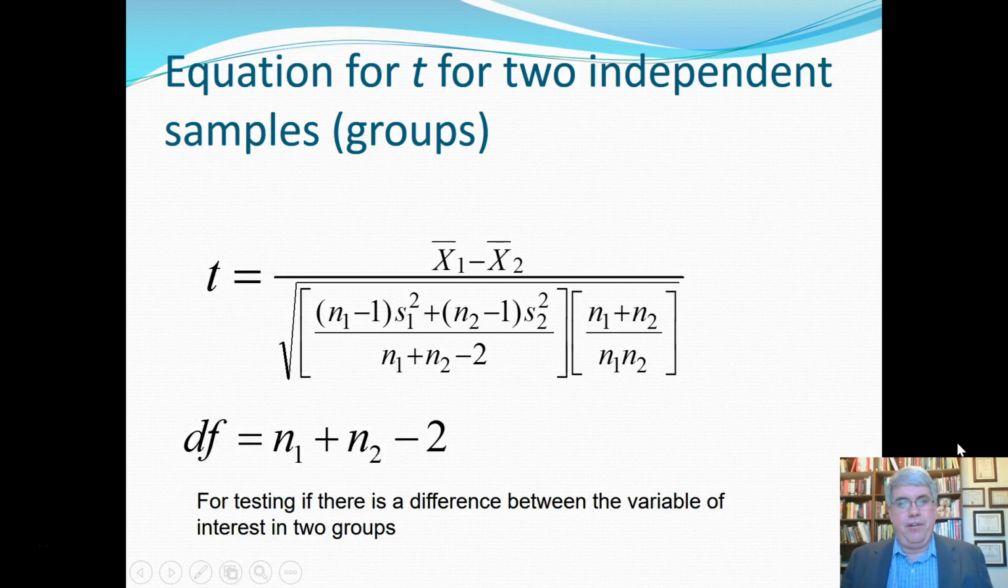Let's briefly look at the equation that we're using to calculate t for in the t-test. This is the most complete version of the equation for t. This is the one that we use for two independent samples.